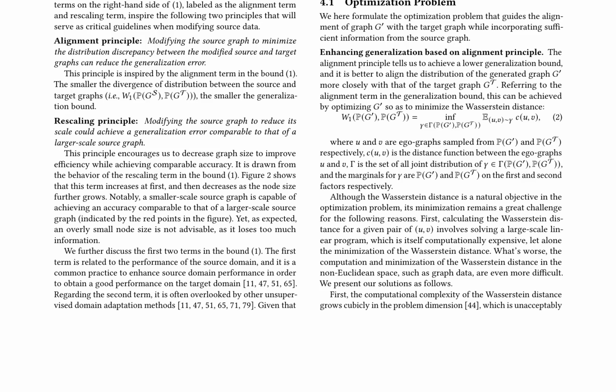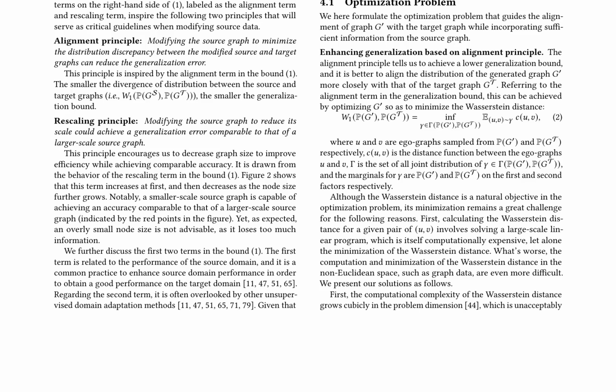GraphAlign aims to create a new graph that is much smaller than the original source graph, aligns well with the target graph, and retains enough information from the source graph. The optimization problem is formulated to guide the alignment of the generated graph with the target graph while incorporating sufficient information from the source graph. The Wasserstein distance is used as a natural objective in the optimization problem, but its minimization is challenging due to computational complexity.